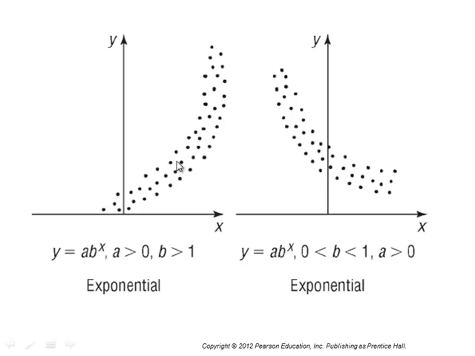If you have either one of these two patterns, then an exponential function is suggested. The first one is where the function is a times b to the x power, where a would be positive and b would be greater than 1. But over here to the right, it would be exponential where b would be less than 1.